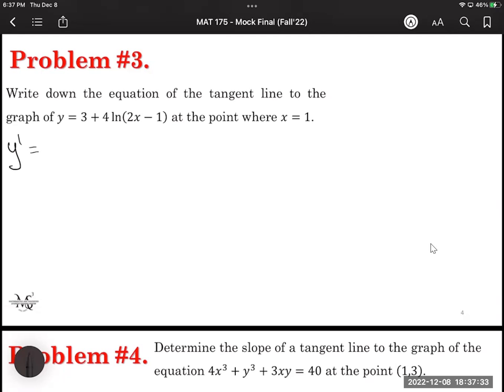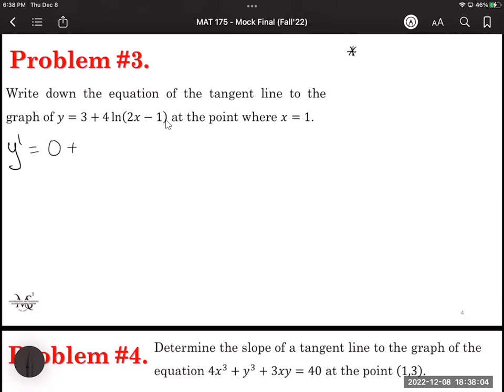So what is the derivative of 3? 0, it's a constant. Yeah, the derivative of 3 is 0. Now, how do I find the derivative of 4 ln of 2x minus 1? Namely, the ln of 2x minus 1. What derivative rule is required here? The product rule? Not a product. That's a chain rule, right?